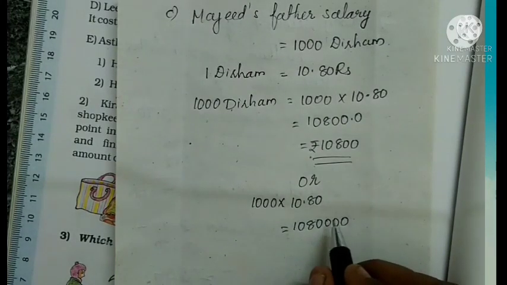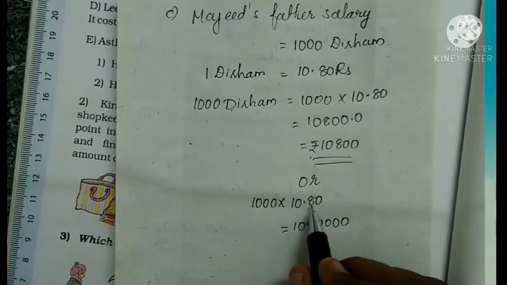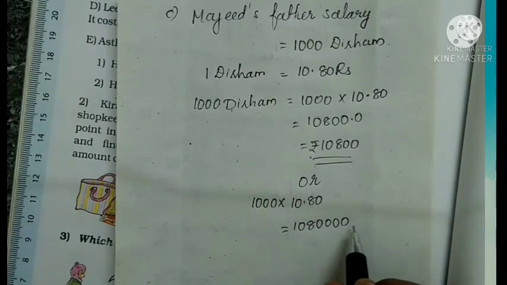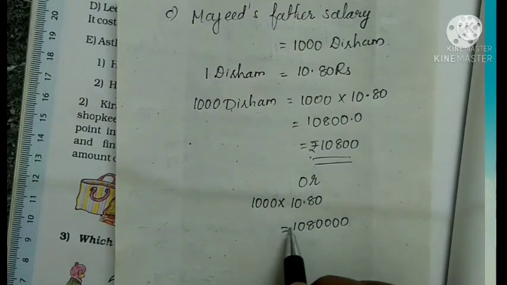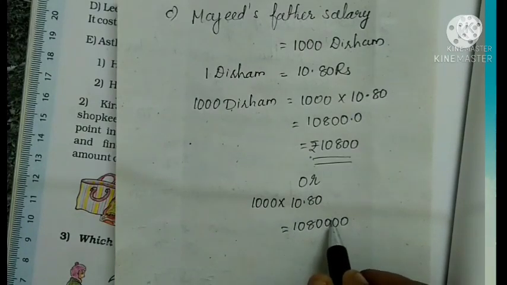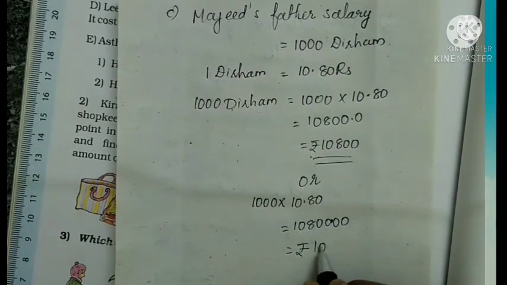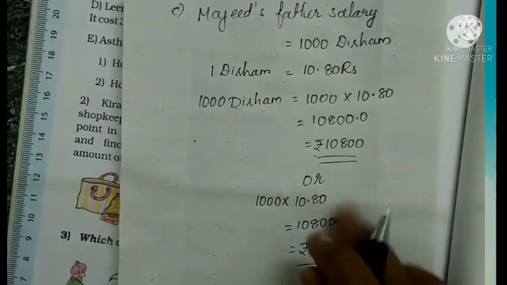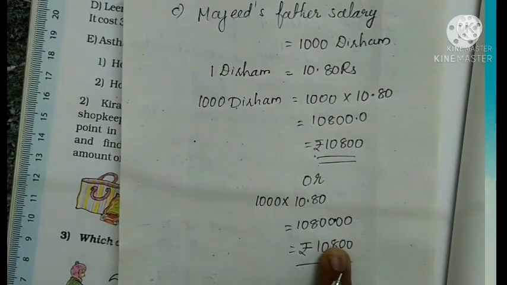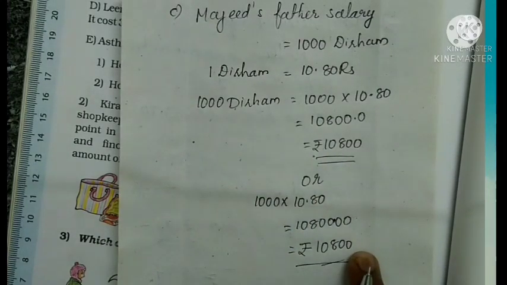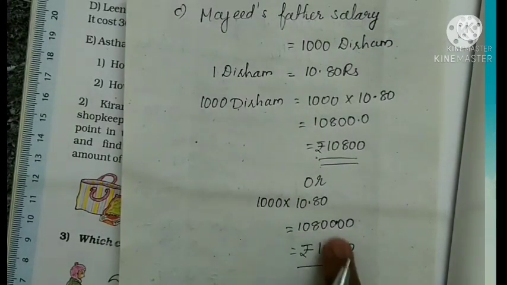Then where do we have to put the decimal point? So here, how many numbers after the decimal point? Only 2 numbers are there. There is no number, so we have to count these 2 places. So from right to left, after 2 places you have to put the decimal point. So there the answer is 10,800. Same answer you can get using this calculation also. This is the procedure for multiplication.